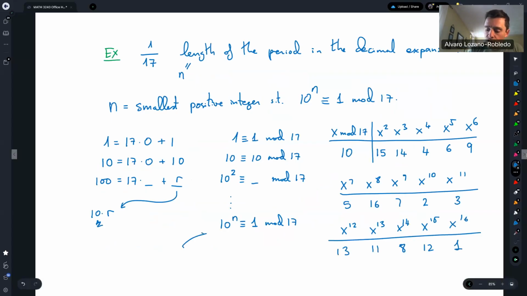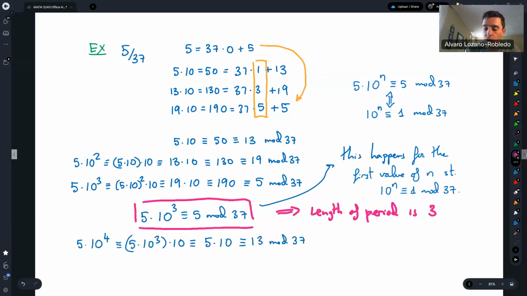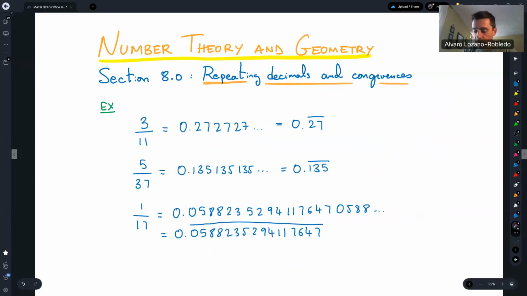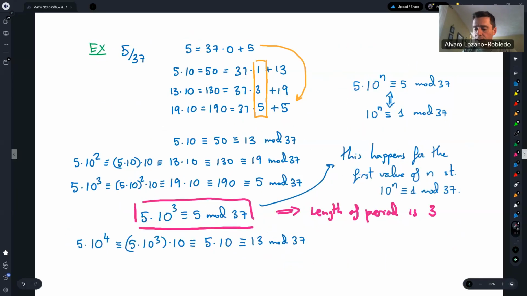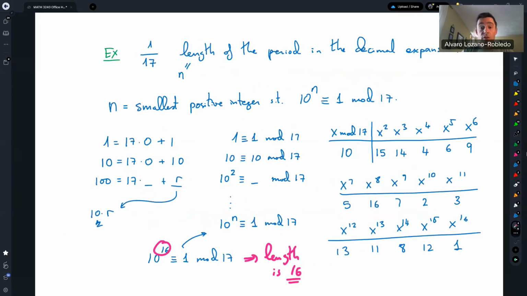So the first time this happens is 10 to the 16 is congruent to 1 modulo 17. So the length is 16. And if we go back to the actual fraction, we see that the length is 1, 2, 3, 4, 5, 6, 7, 8, 9, 10, 11, 12, 13, 14, 15, 16. So the length is actually 16, which is what is predicted by this property of the congruences, which is the first power of 10 that is 1 modulo 17.